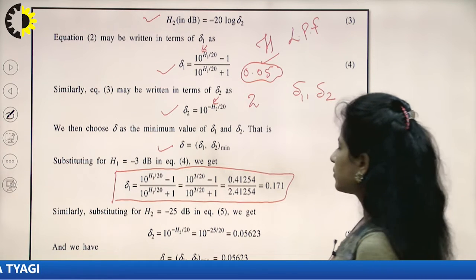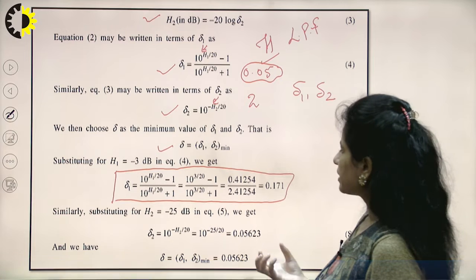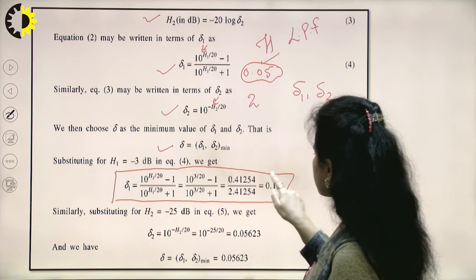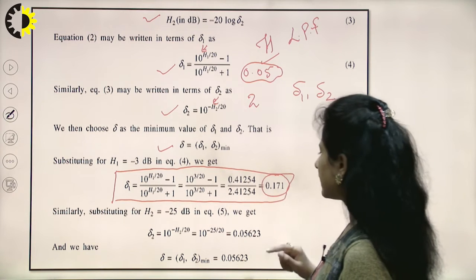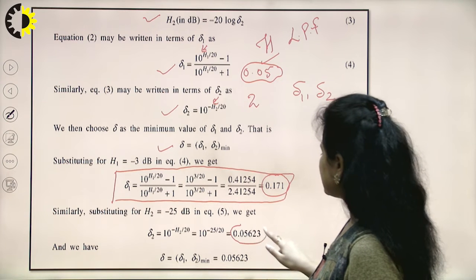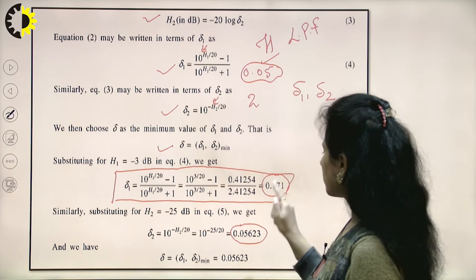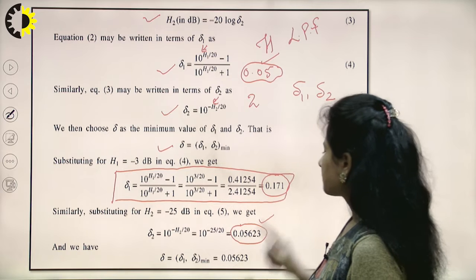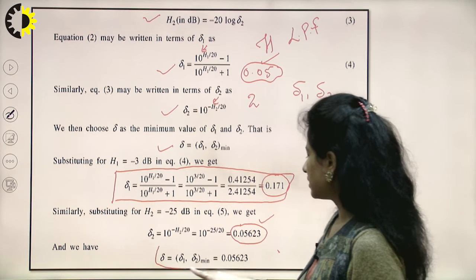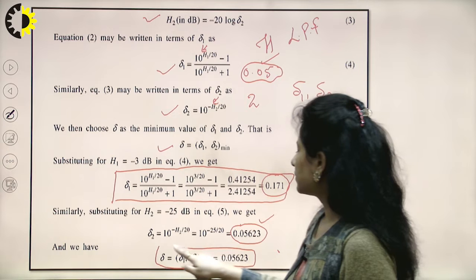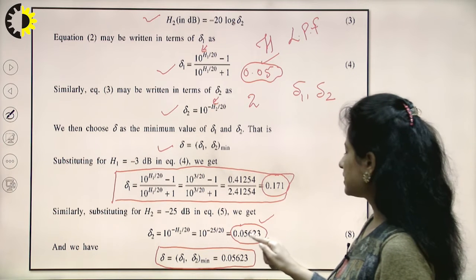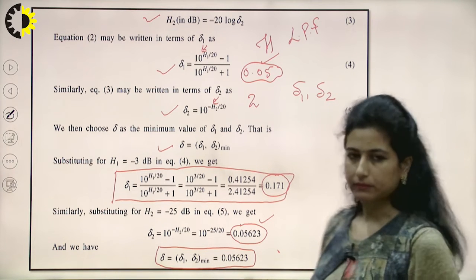Once these two values have been calculated, I would take the minimum of the two. So delta 1 is 0.171, delta 2 is 0.0562. So the minimum of these two is the second one. For my further calculation, I'll be working with this minimum value, that is 0.05623.